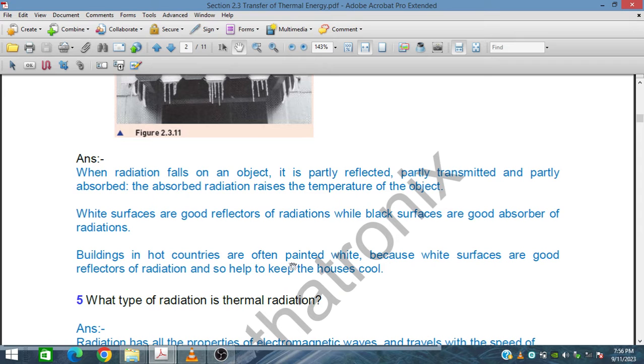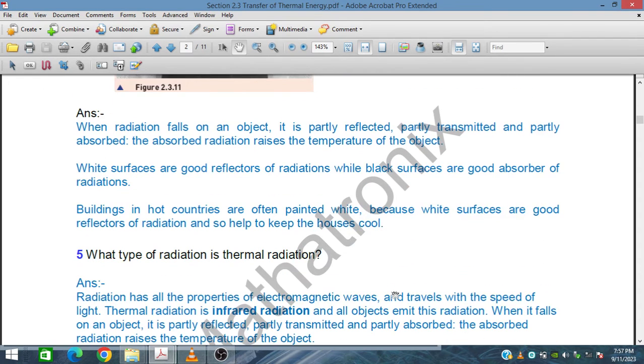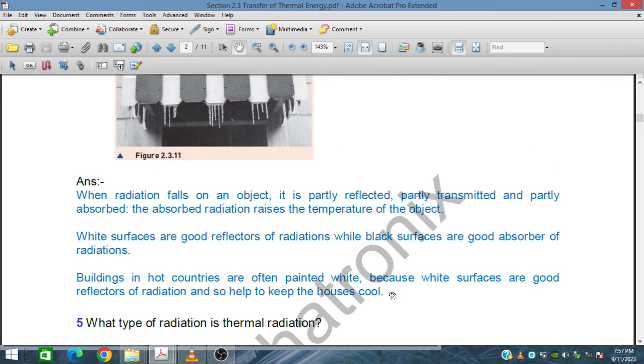Buildings in hot countries are often painted white because white surfaces are good reflectors of radiation, and so help to keep the houses cool. So light colors give a cool feeling because they reflect the heat.